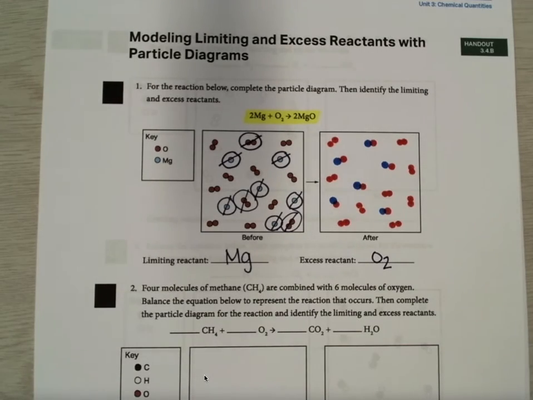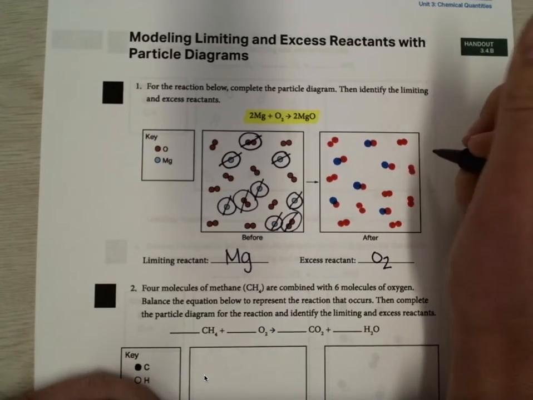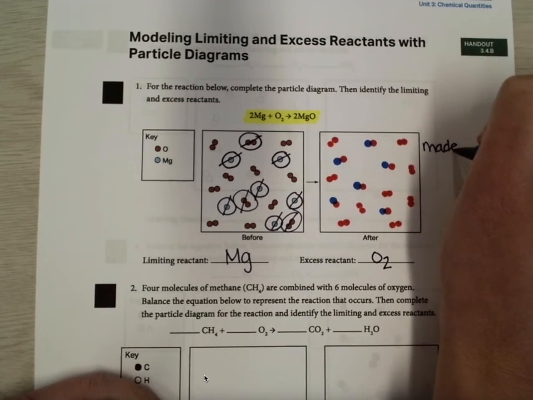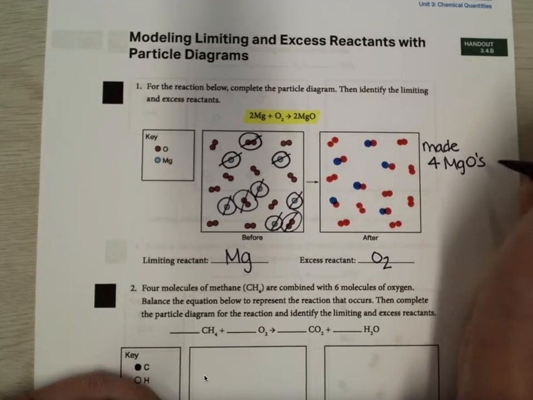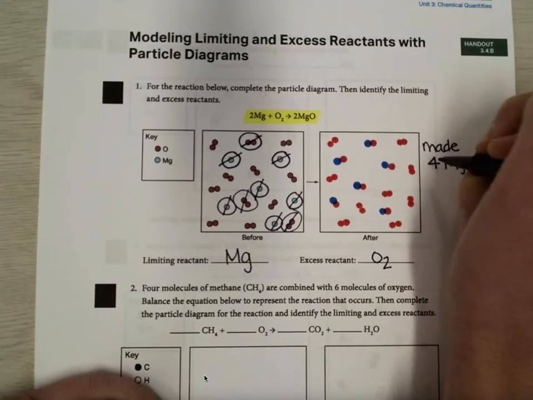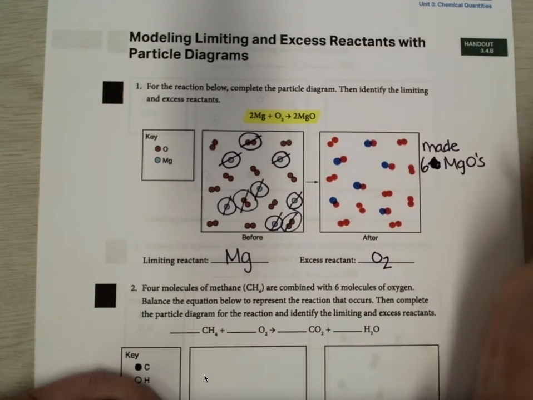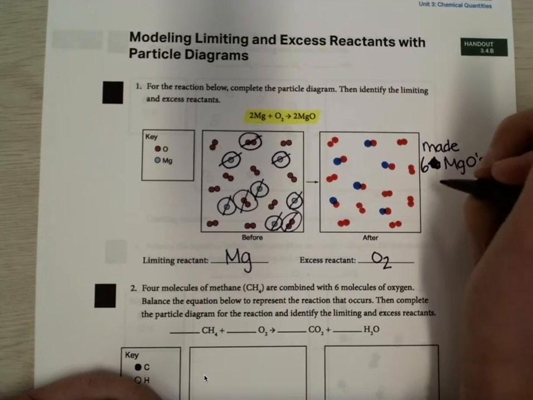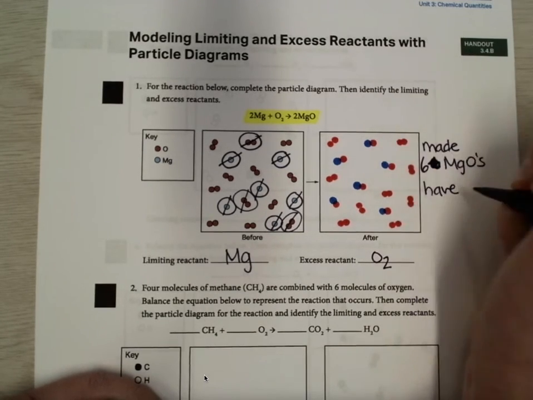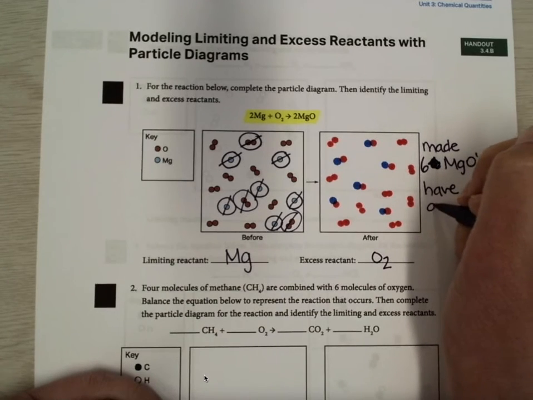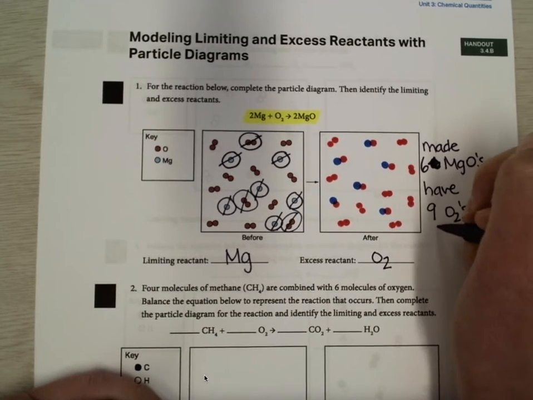Things that are helpful to also realize is that we made 4 magnesium oxides. 1, 2, 3, 4, 5. No, we made 6. I'm so sorry. We made 6 magnesium oxides. And we already counted them once, but there were 9 oxygens left over.